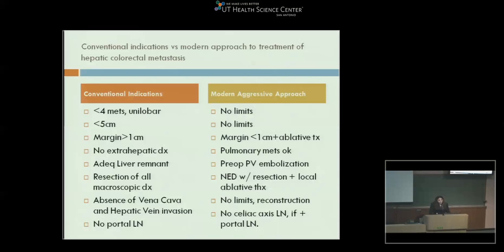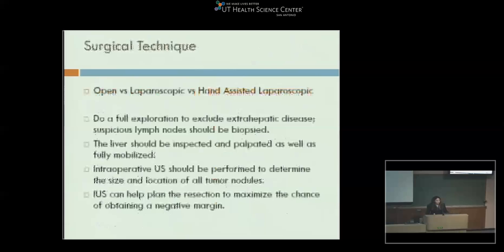For the surgical technique to remove these liver lesions, there are several described, of course. They're all patient-dependent, also surgeon-dependent, and include open, laparoscopic, or hand-assisted laparoscopic. However, there are certain things that you should do, regardless of the technique that you utilize, which includes a full abdominal exploration to exclude any extrahepatic disease. This includes any suspicious lymph nodes that you find. You should biopsy and send for frozen because that can change your plan.